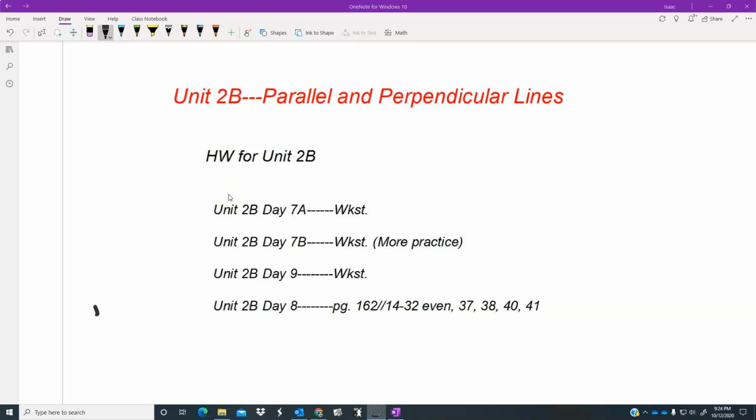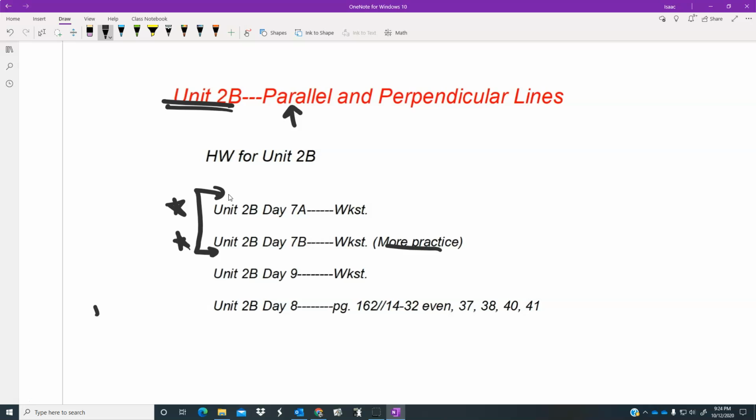All right, ladies and gentlemen, we're going to be talking about a new section, which is going to be this Unit 2B, and we're going to be talking about parallel and perpendicular lines. Now, the section that I'm going to be focused on is going to be this Day 7 stuff, and it's showing here that there are two different assignments that are associated with it, the Unit 2B 7A and 7B.